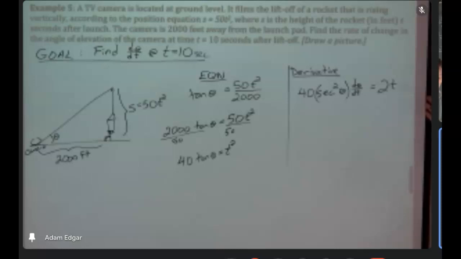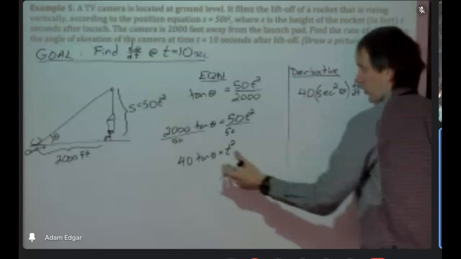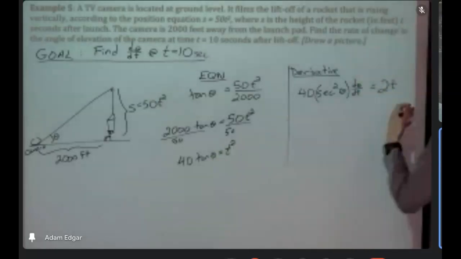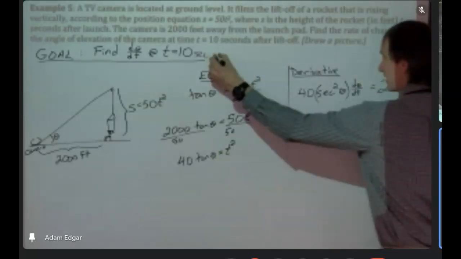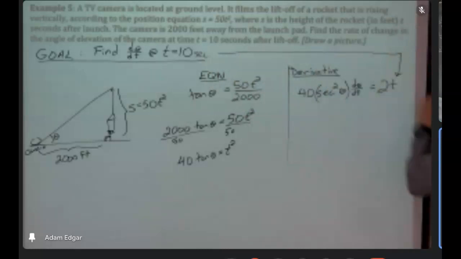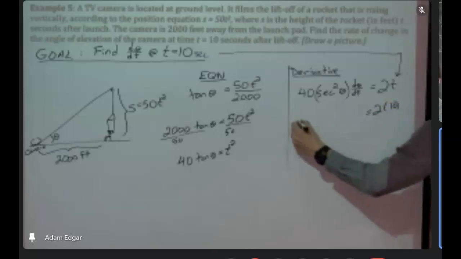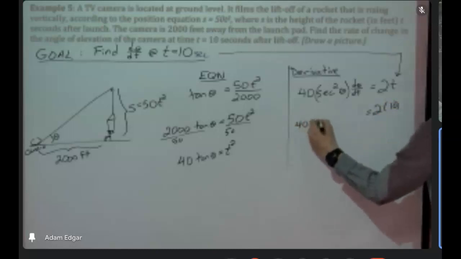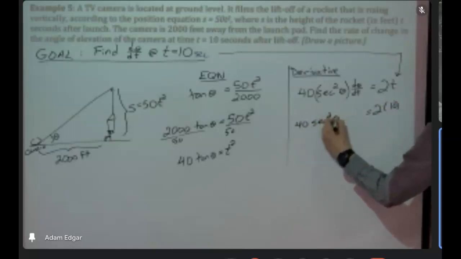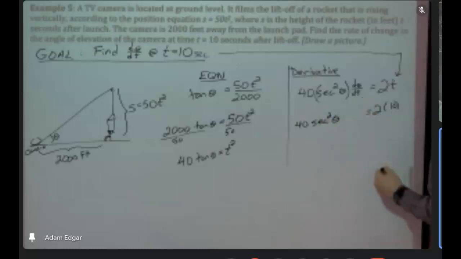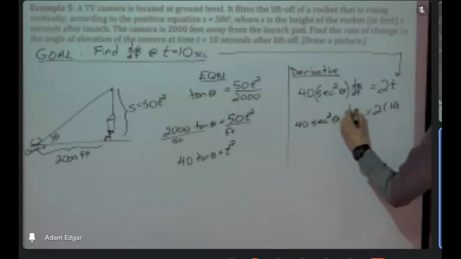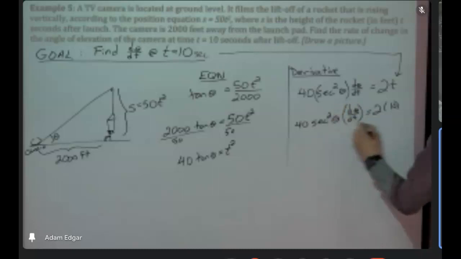Now what? Find theta. Yeah. So you come back here to find theta. So you might start filling stuff in and say, all right, I'm doing this at 10 seconds. So plug in 10 for t. So I have 2 times 10. And over here I have 40 secant squared theta. I don't know what theta is, so that's just going to stay d theta. And the goal is to find out d theta dt, so I'll just leave it like that.